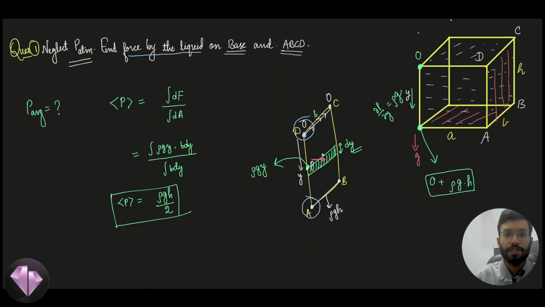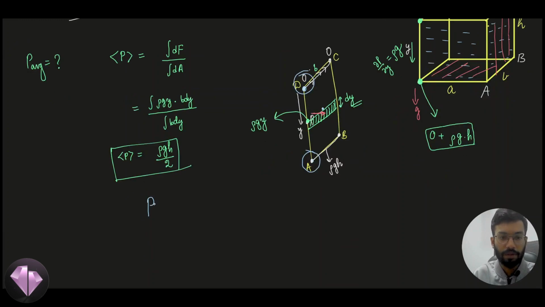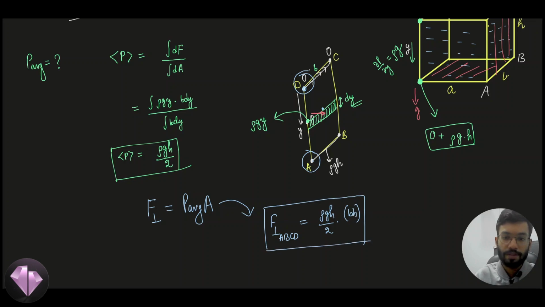Now that we've calculated the average pressure, we can directly use the formula F perpendicular equals P average into A. So this gives me the perpendicular force applied by the liquid on the surface ABCD, which equals rho gh by 2 into the area. What is the area of ABCD? That is equal to B into H. So this is the force applied by the liquid on the surface, and this is its magnitude.